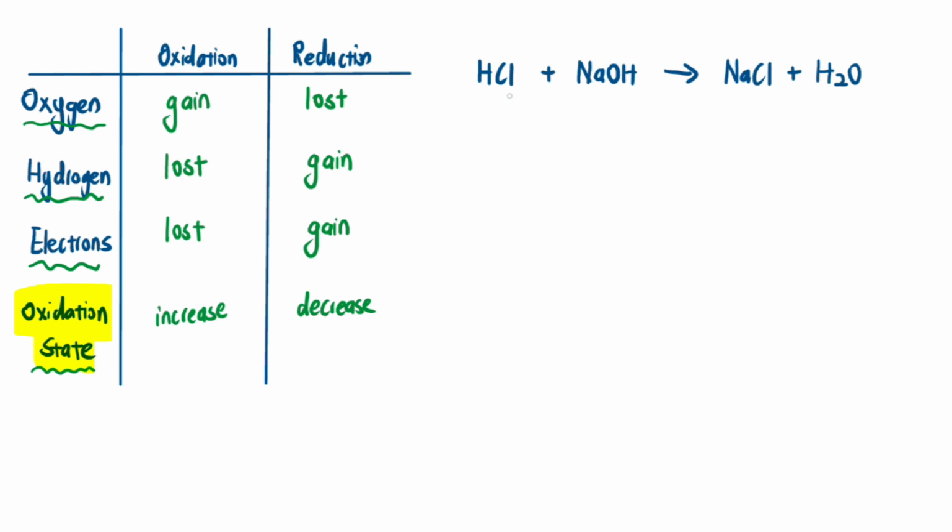If we look down here, the chlorine sort of loses hydrogen when you go from hydrogen chloride to sodium chloride. So I put loses hydrogen. If that's the case, based on this definition, when it loses hydrogen, then this hydrogen chloride is oxidized.